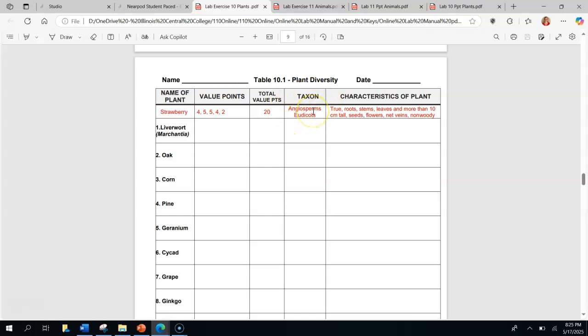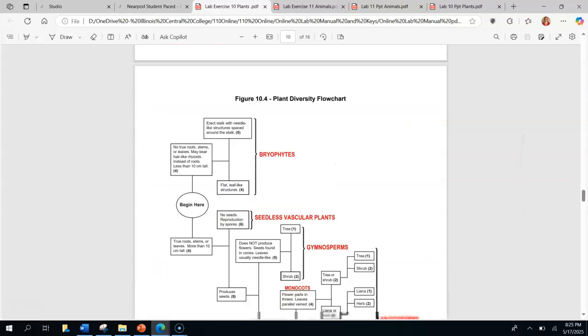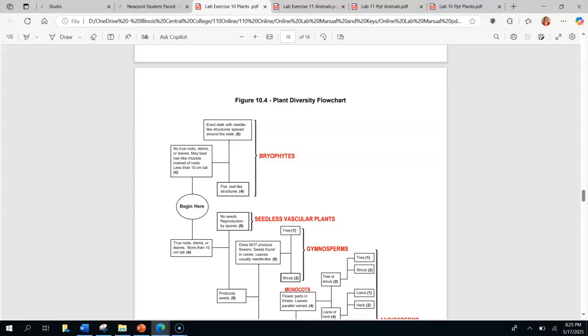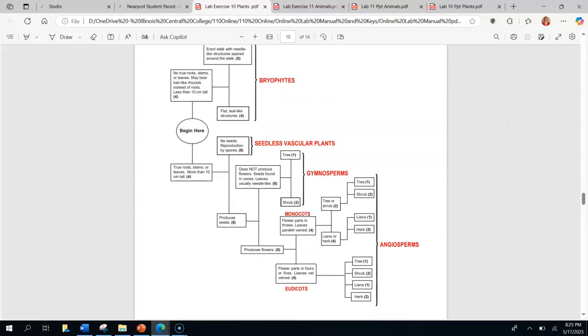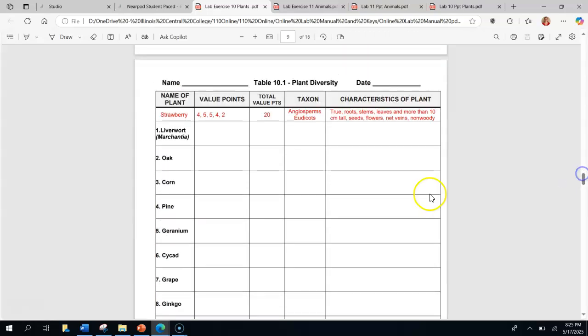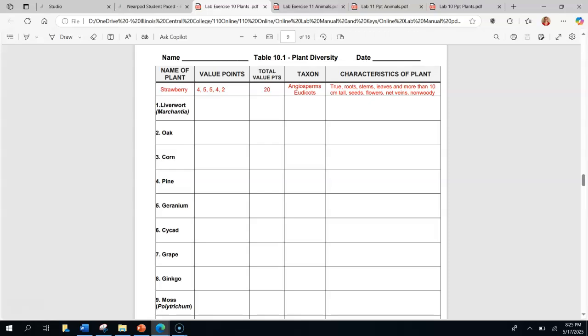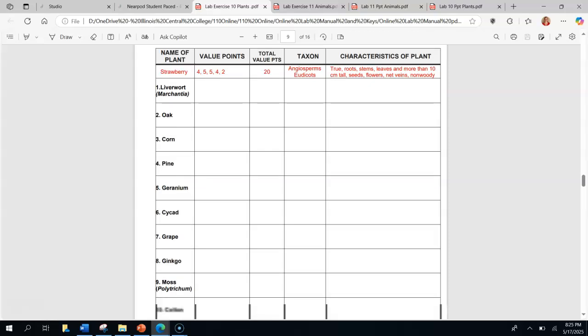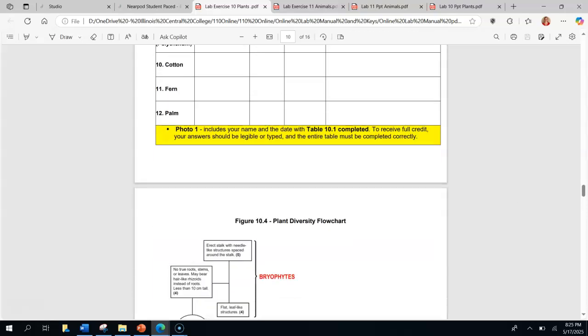And then you're going to write what they were and then all of the characteristics that you figured out along the way. So you would say more than 10 centimeters, they produce seeds, they have flowers, they have leaves and net veins. And then you're going to go back up here and put that they are angiosperms and eudicots. You're going to do the same thing for our liverworts. You're going to work through all of them. It is important to note for the quiz, you need to know which ones have the highest value. So it's not a bad idea for you to kind of write down and study the ranking of them. Once you're all done with that, that's photo 1.